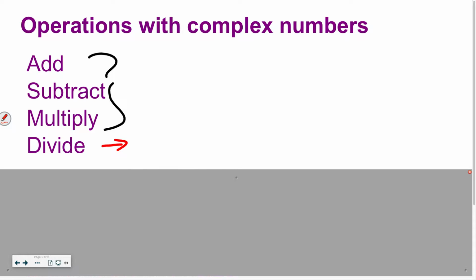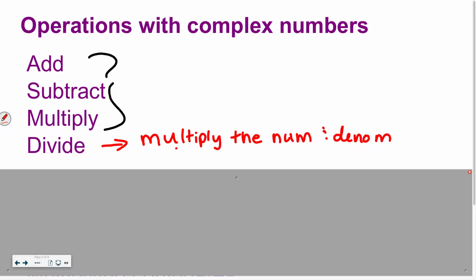So the rule kind of extends. We can think about it and say no i's in the denominator. To get i out of the denominator, we're going to do this: multiply the numerator and the denominator by the complex conjugate of the denominator.